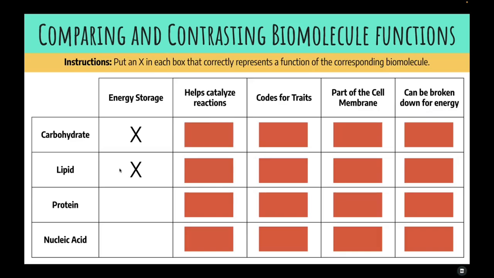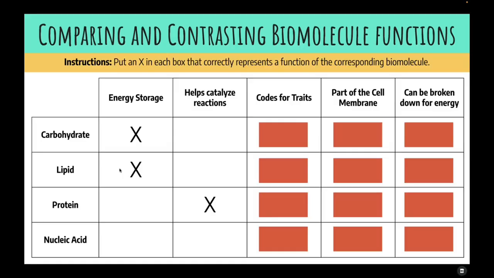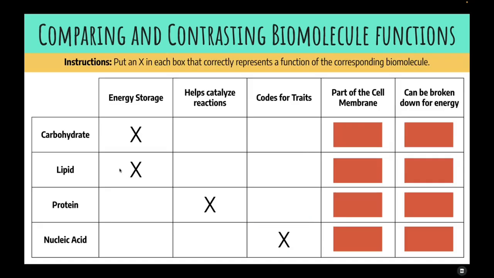All right. Do these help catalyze reactions? Do carbohydrates help catalyze reactions, so speed up reactions? No. Lipids? No. Proteins? Yes. Do you remember what it's called? An enzyme, right? Nucleic acids, no. All right. Coding for traits. Do carbohydrates help code for traits? No. Lipids? No. Proteins? No. And so the only thing that helps code for traits, the only thing that stores our genetic information is nucleic acids. All right.